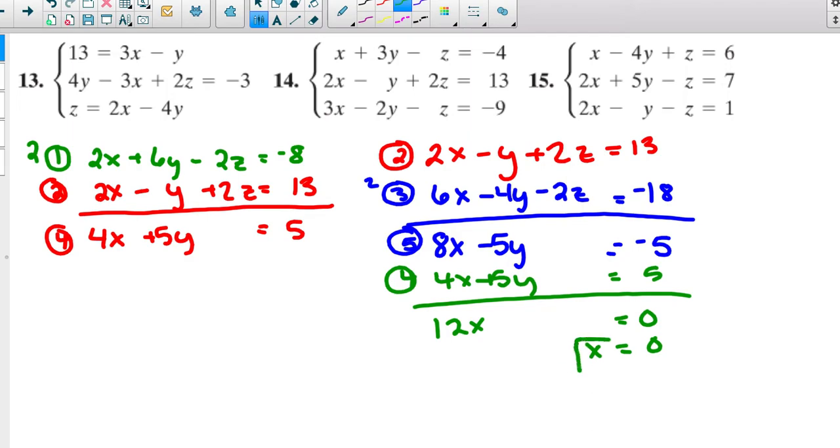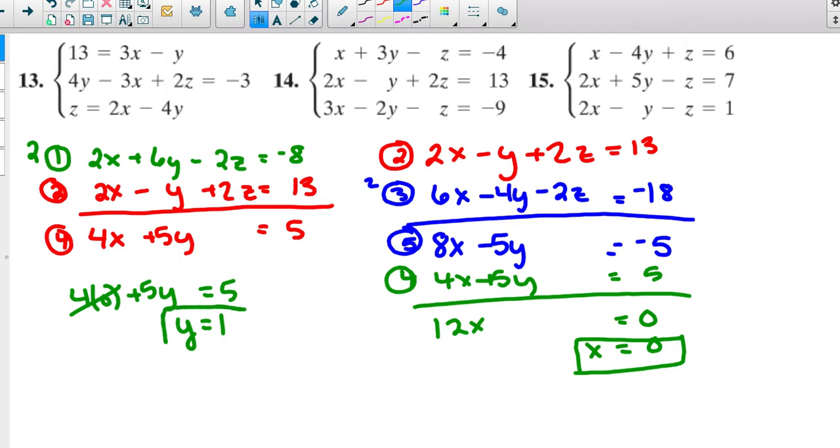Then we take this value for x and plug it into either equation 4 or 5, it doesn't matter, to find out what the value of y is. Let's go ahead and put it in equation 4. So then you have 4 times 0 plus 5y is 5. Well, 4 times 0 is just 0, so 5y is 5. Divide both sides by 5, and y is 1. Now we have the x value and we have the y value. So we need to plug that into one of the three original equations to find out what the value for z is.